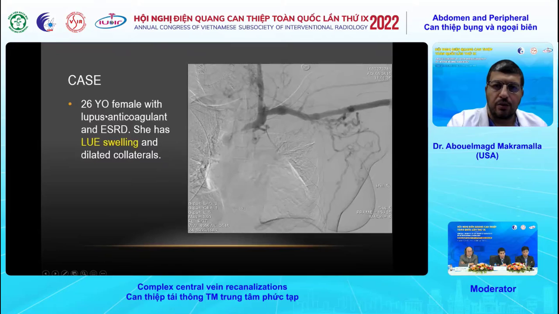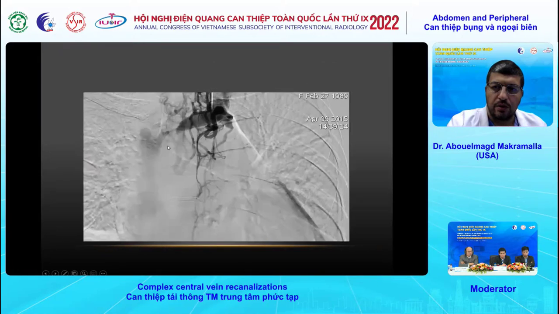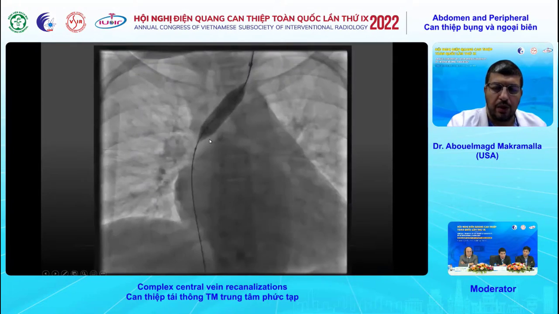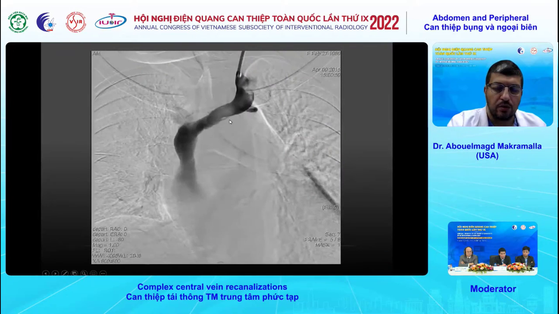This is another patient, 26-year-old, with left upper extremity swelling, dilated collaterals, with history of lupus anticoagulant, and you can see there's a severe stenosis of the brachiocephalic vein. So we got across the severe stenosis. It wasn't an occlusion. The wire, as you can see, is totally occlusive, and then we were able to angioplasty the left brachiocephalic vein, and we got excellent results.